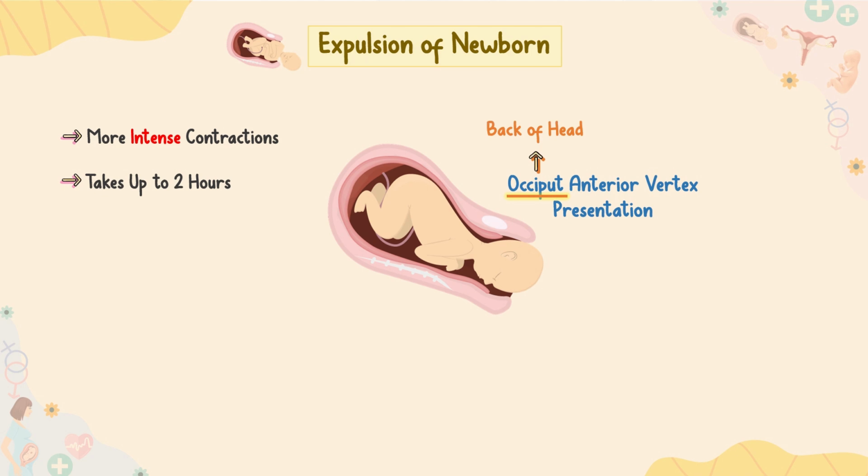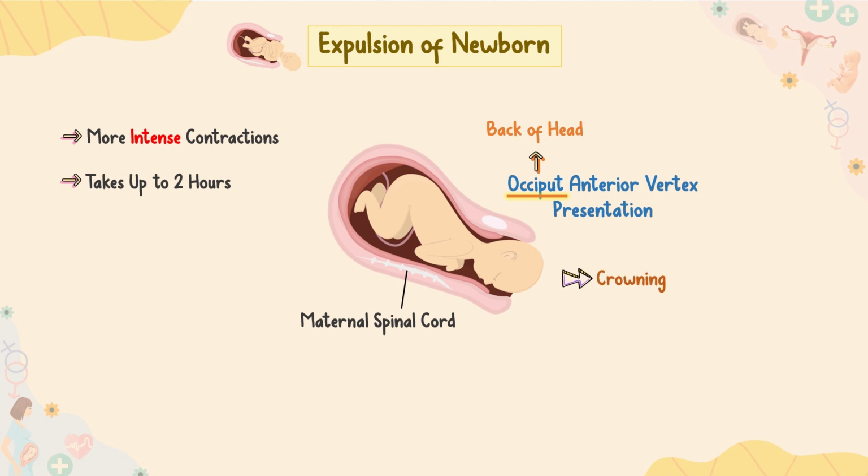In such a position, the fetus faces the maternal spinal cord, as you can see here, and the smallest part of the head exits the birth canal first. The first appearance of the top of the head is referred to as crowning.